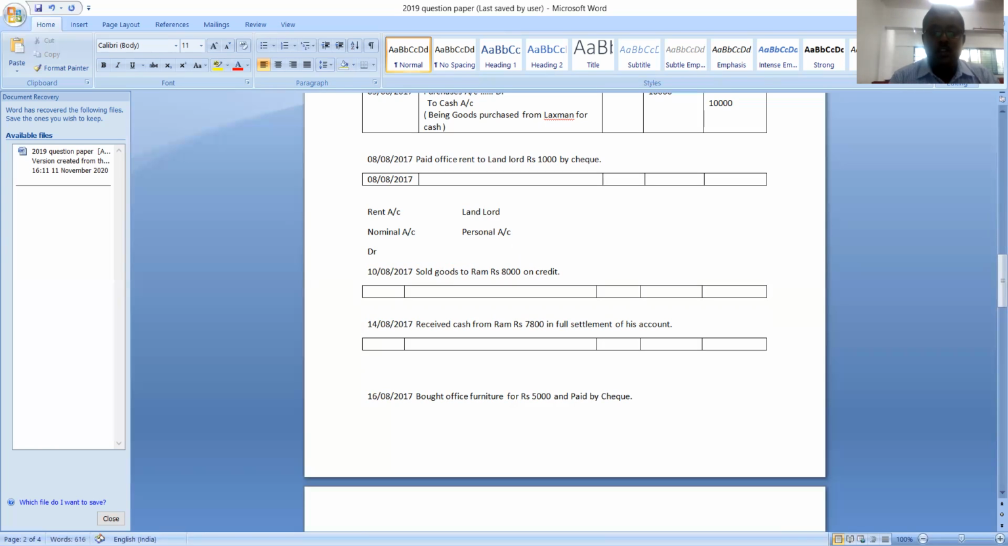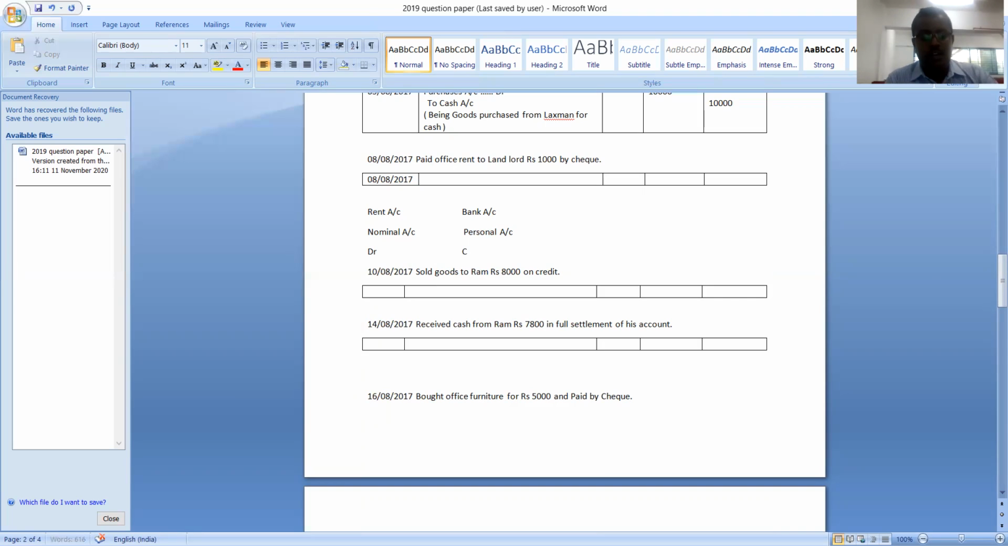So what we should take? We should not take landlord account. Which account we should take? We should take bank account. Now it will become correct. See, rent account is nominal account. Bank account is which account? It is a personal account. As per the rule of nominal account, we have to debit rent account because rent is expense.